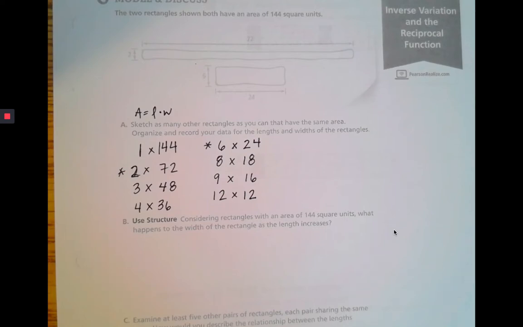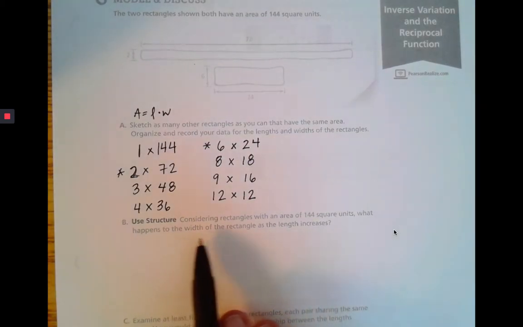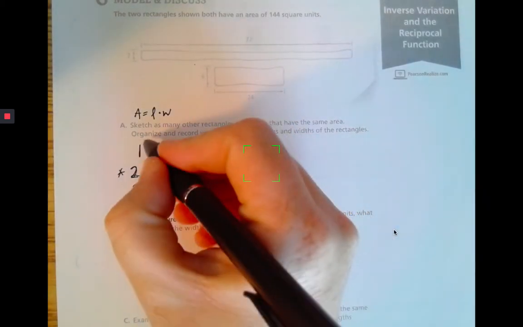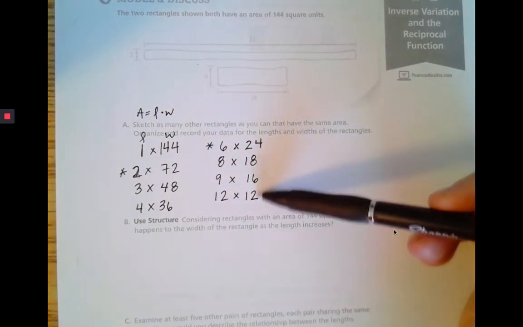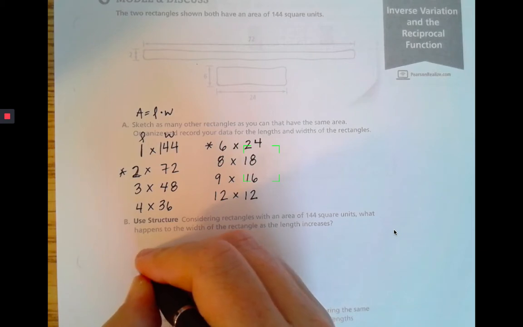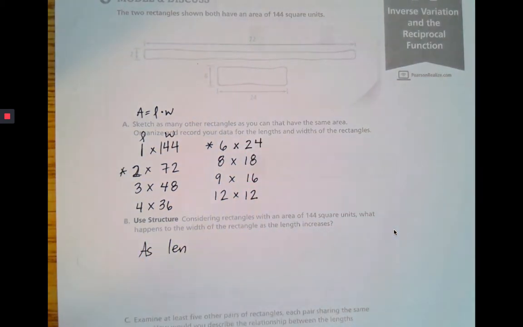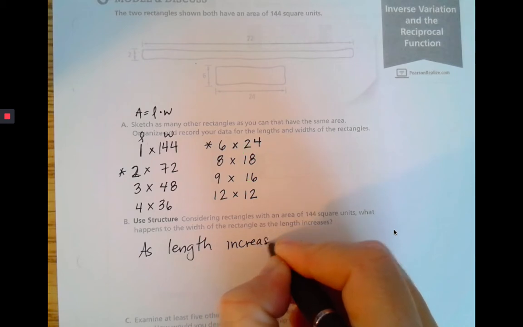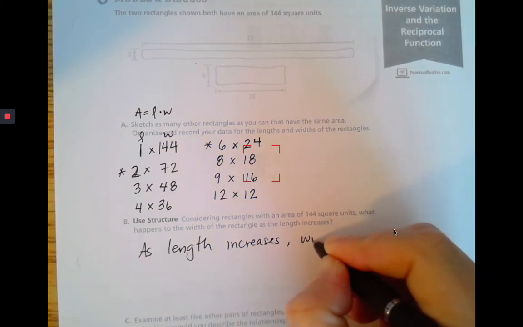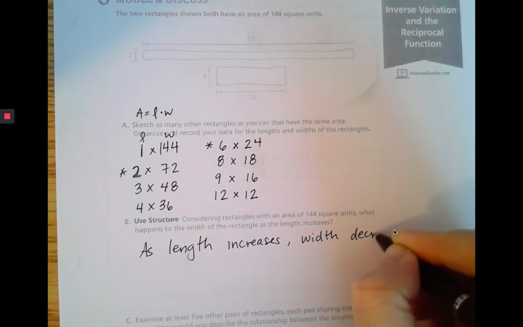Alright, so now it says, considering the rectangles with an area of 144, what happens to the width of the rectangle as the length increases? So if this is length and this is width, as our length is increasing, what's happening to our width? It's decreasing, yep. So as length increases, width decreases.